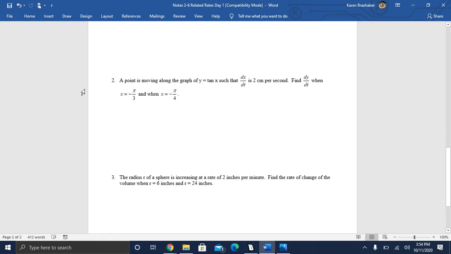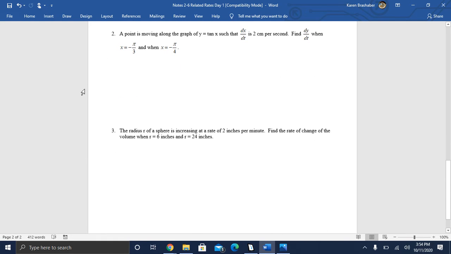So the second problem is a point moving along the graph of y equals the tangent of x. It gives you that dx/dt is 2 centimeters per second, and it wants you to find dy/dt. And this is a sneaky little thing that some of these problems have. It'll say when x is negative pi over 3, and then surprise, part B, when x is negative pi over 4. Once you have part A completed, part B is just a matter of resubstituting in. So really not a lot more work.